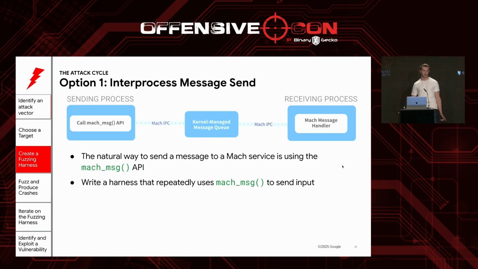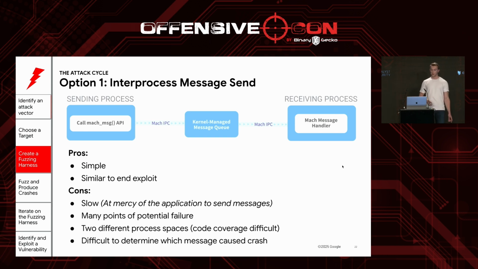The first option I thought about was an inter-process message send. The way that you send Mach messages naturally is using the Mach message API, and that's going to send your message to the kernel, and it'll dispatch it to the proper service. So what I could do is write a harness that just continually calls mach_msg with the fuzzer-provided input. The pros of this: it's very simple to write, and it's similar to how you're probably going to be exploiting or triggering the vulnerability when you find one.